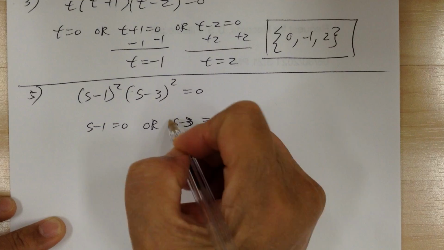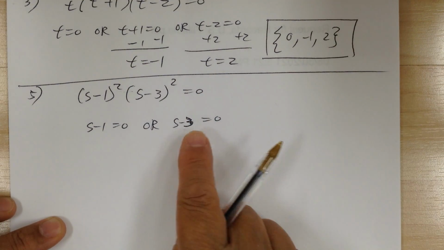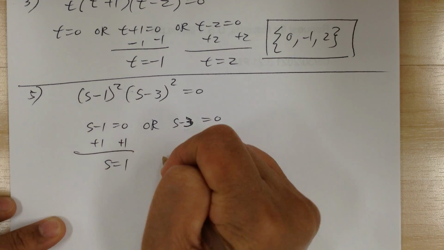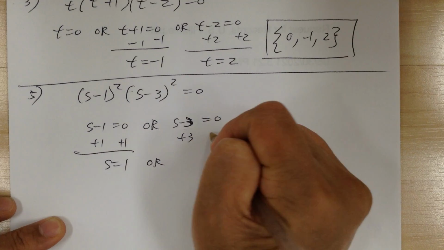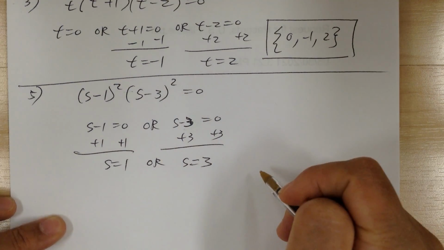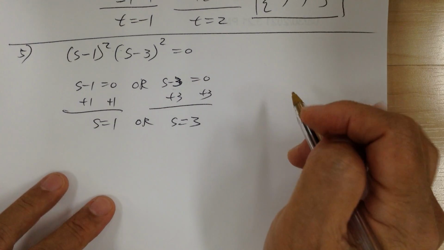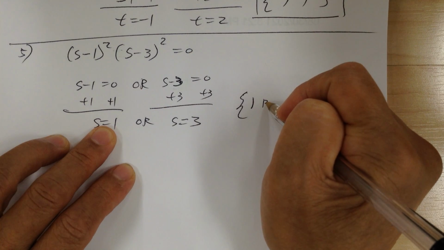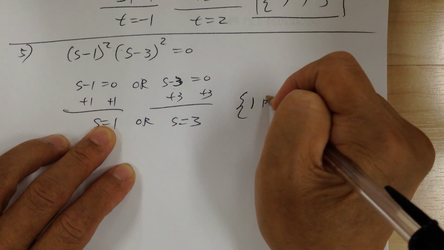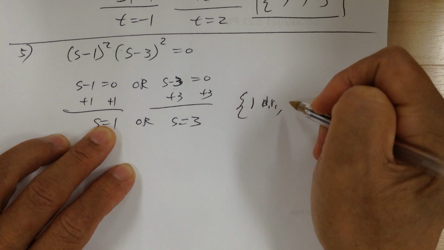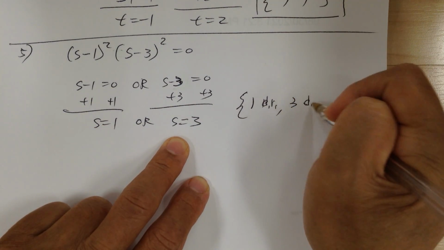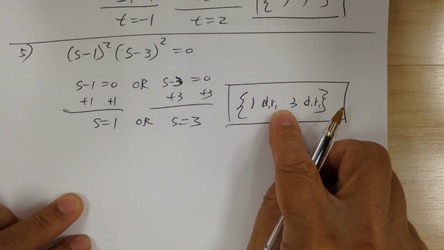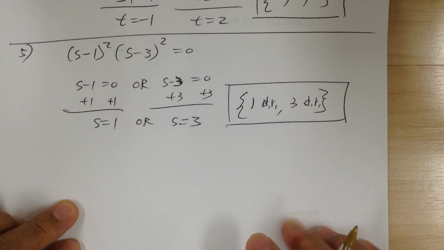So again, square means you got 2 of them, so you're going to get 2 of the same thing. So all you have to do is do 1. So plus 1, so s = 1, or plus 3, so s = 3. Okay, so your answer would be 1, and this is a double root. So you can just write DR for double root, and 3, again, this is also a double root. Double root means you got 2 of the same thing. Okay, that's what it means.